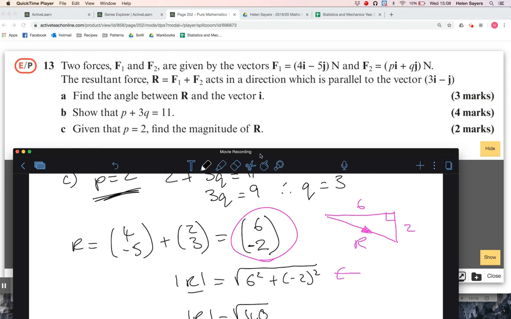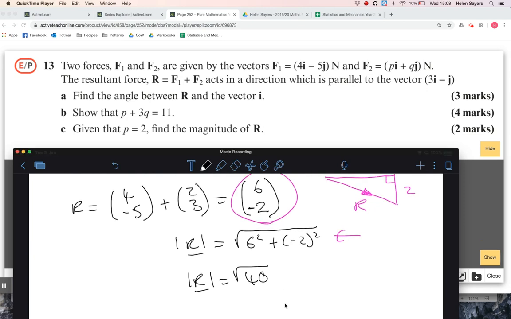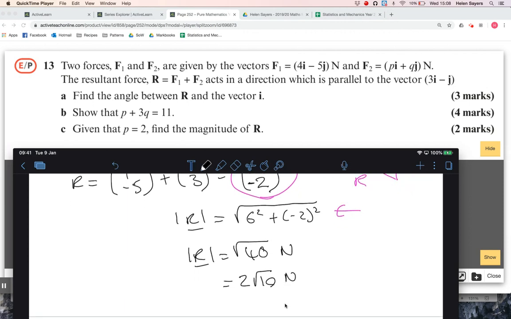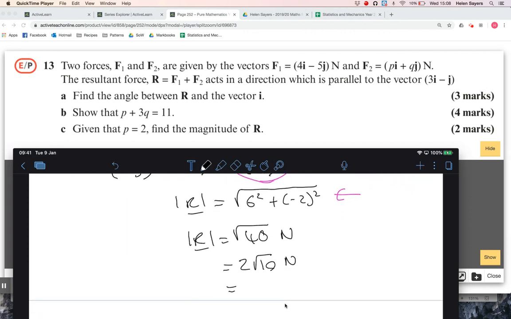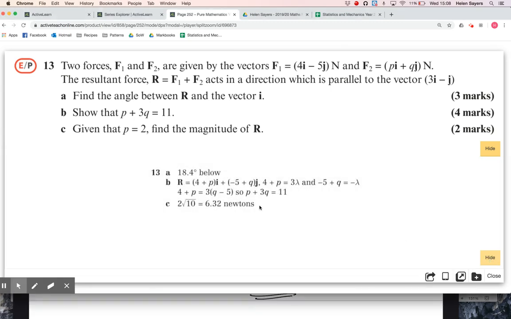It does not mention exact form, so I'd be fine to leave it unsimplified or anything like that. So that should be acceptable. Obviously that does simplify down. So that would be the neatest way to give it in exact form, or we can give it to 3 significant figures. So 6.32 newtons. And let's just check that. 6.32, lovely.